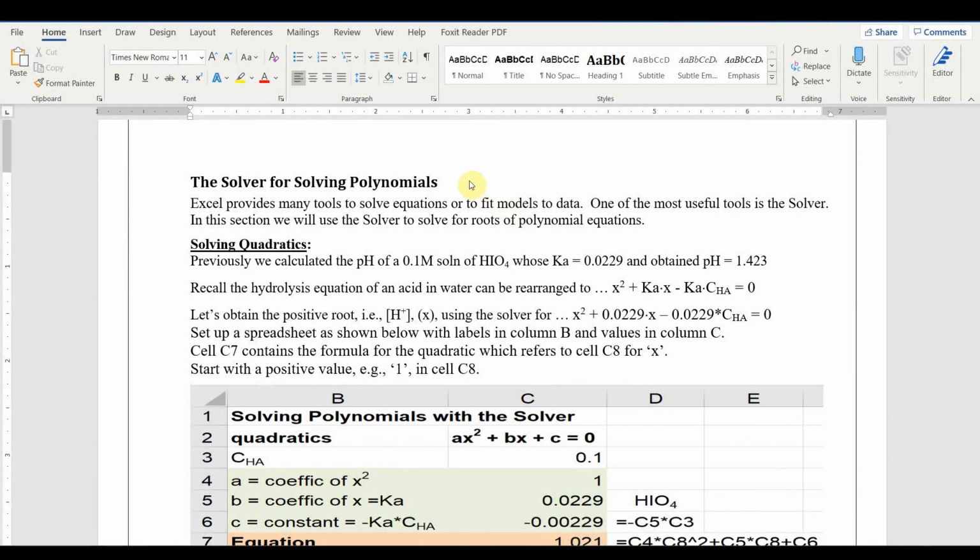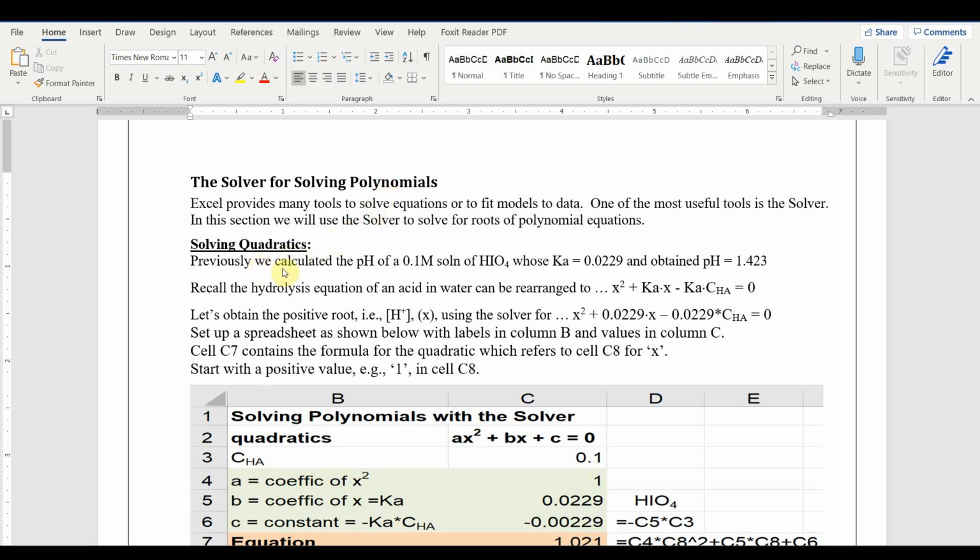Page 352, the solver for solving polynomials. We've been calculating the pH of various acids and bases using the quadratic formula, using successive approximations, and circular reference. Let's do it now using the solver and/or goal seek.